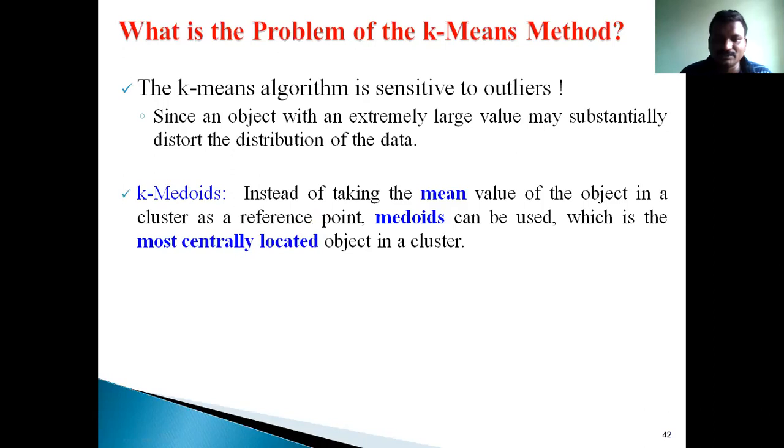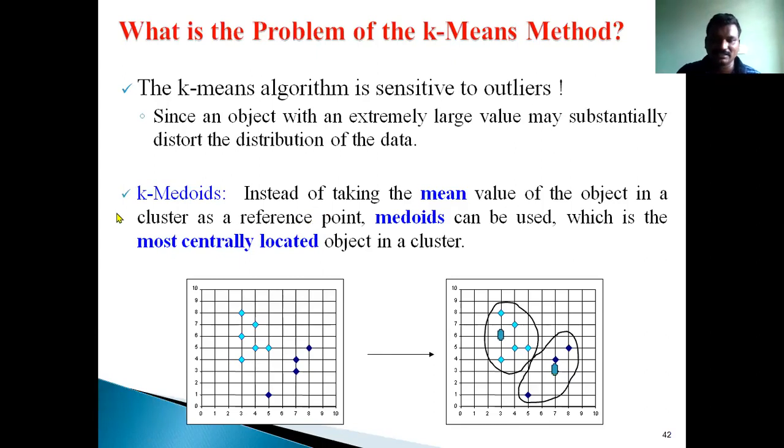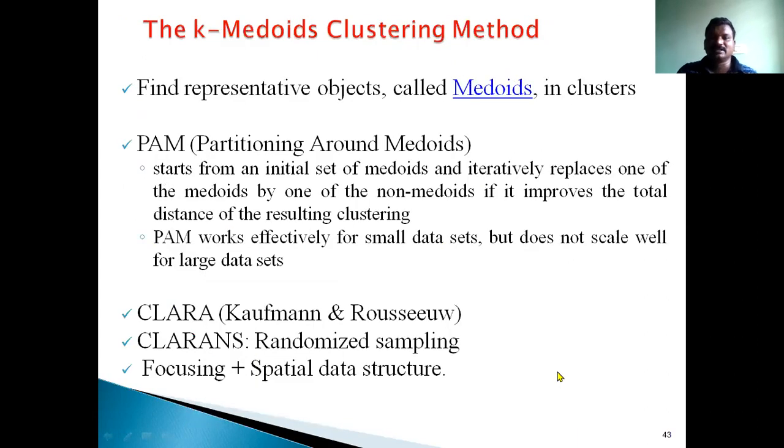Medoids can be used, which is the most centrally located object in a cluster. The centrally located object is called the medoid or reference point. For example, instead of a mean value, you take any point among these points as the reference point. Here I am taking this one as the reference point. That means the centrally located object as a reference point, which indicates the medoid point. This representative object we call a medoid in a cluster.